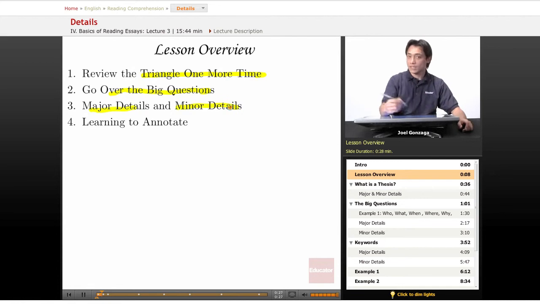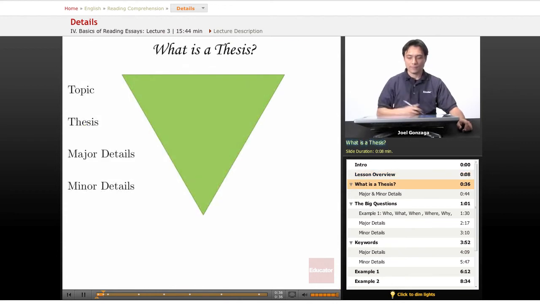What's the difference between a major detail and a minor detail? And we will begin learning how to annotate just a little bit. So, here's our triangle one more time.